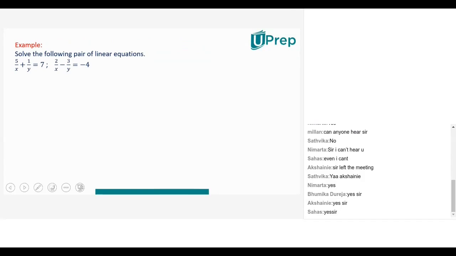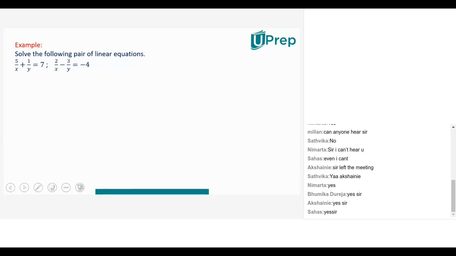So let me give you an example of what I'm trying to explain. Take this question. Solve the following pair of linear equations. Obviously, it looks like a linear equation in two variables, right? Now, how to solve these questions? This is a new type of question you come across when solving linear equations. So let's observe how to solve this.